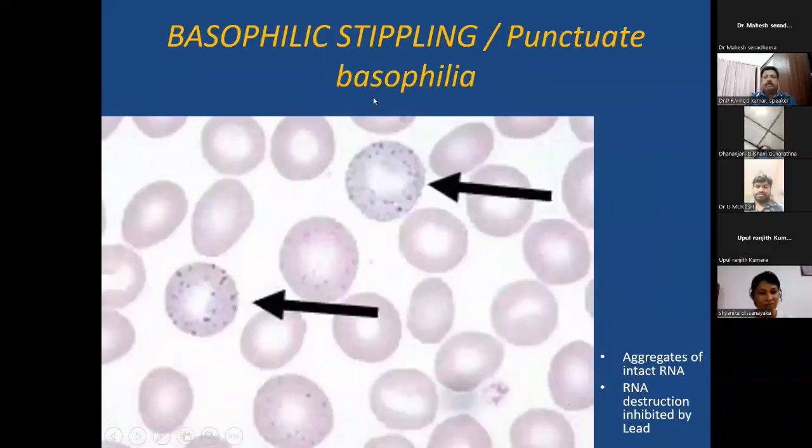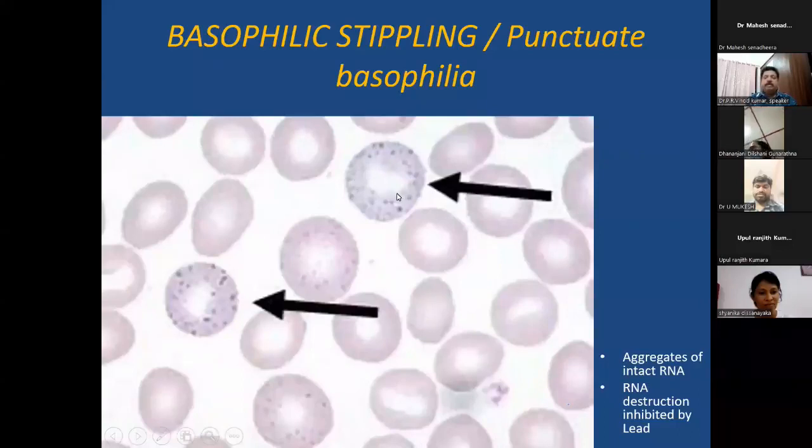So this is basophilic stippling or punctate basophilia. These are the remnants of the nuclear bodies, which can be seen in the peripheral smear. If you see one or two punctate basophilia in the blood smear, it is admissible, but if you see extensive basophilic punctuation, then definitely it is a sign of severe, ongoing anemia.